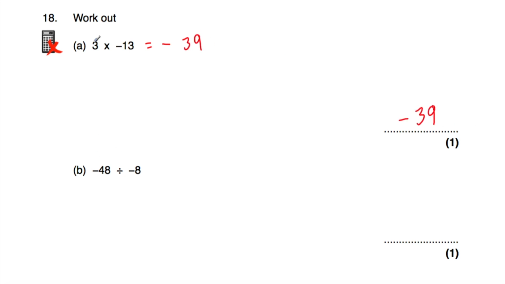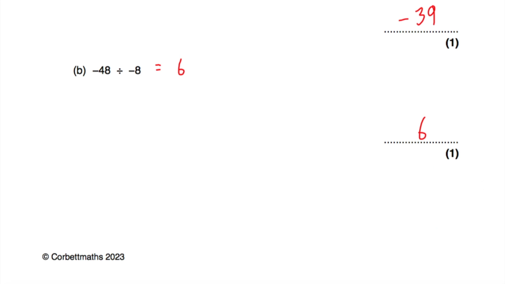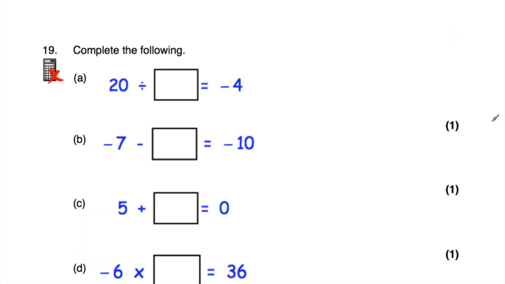Okay, part B. Part B says to work out minus 48 divided by minus 8. So we've got a negative divided by a negative, and a negative divided by a negative is a positive. And 48 divided by 8 is 6. So the answer would just be 6. And that's it.